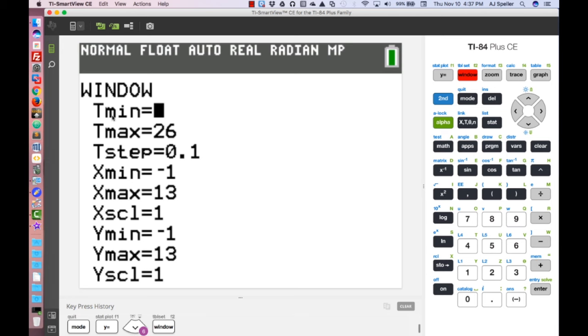Here at the window we have a minimum value for time starting at 0. But for this problem, since the length of the ladder changed and the rate at which the bottom of the ladder is moving has also changed, we need to figure out what the new time maximum, or T max value, will be for this model.